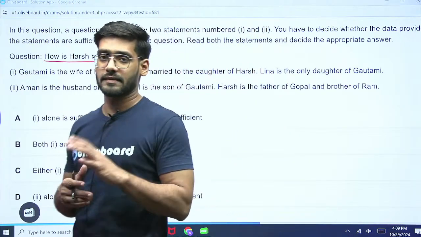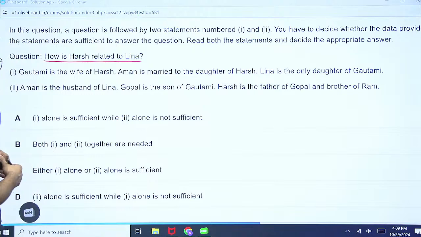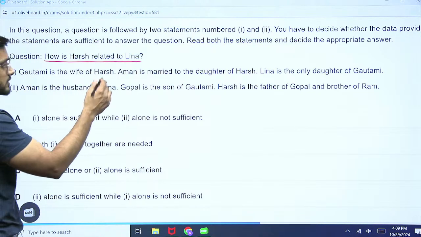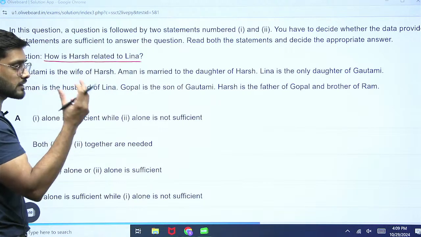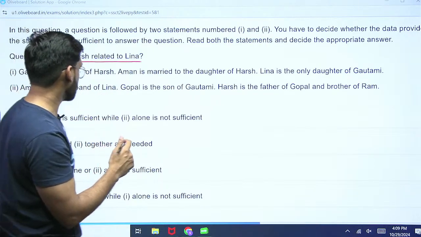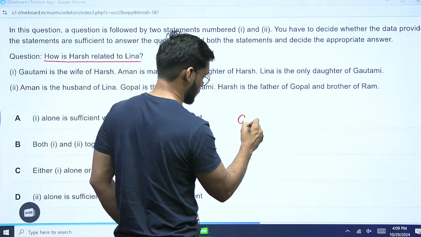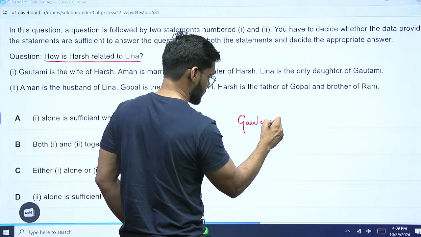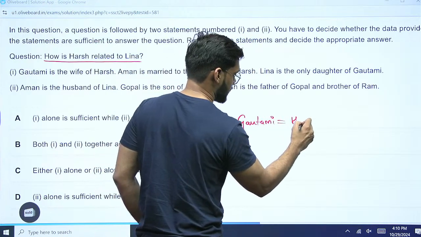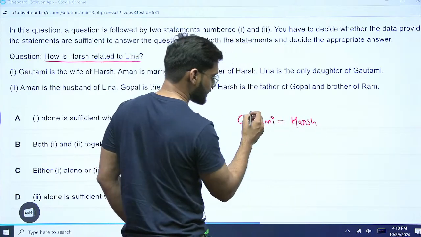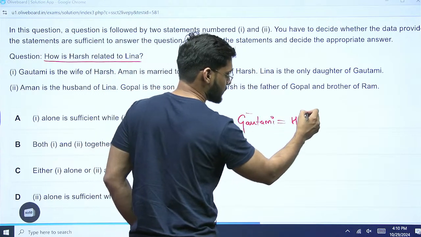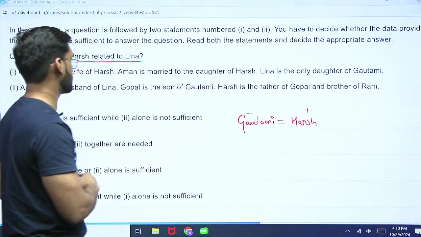So how can we find this? Let's see. Statement number 1 says Gautami is the wife of Harsh. First, let's try to solve statement number 1. Gautami is the wife of Harsh. So it will be like this: Gautami, and she will be marrying Harsh. Since she is the wife, the minus sign will be used. Harsh is male, so the plus sign will be used.